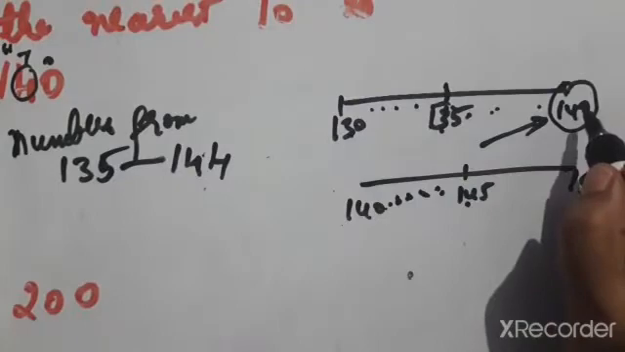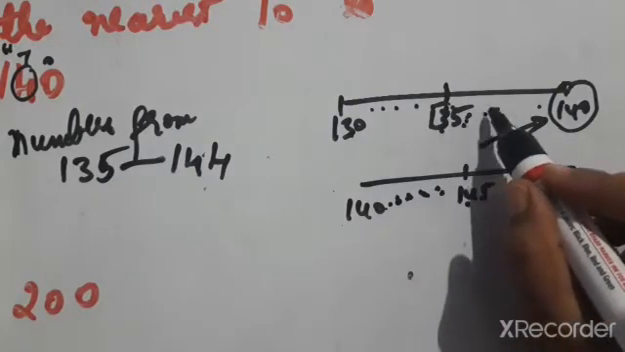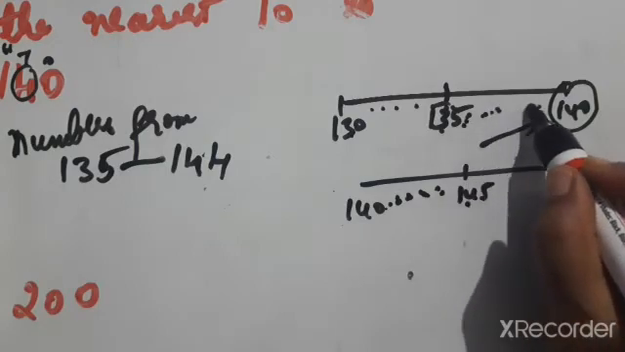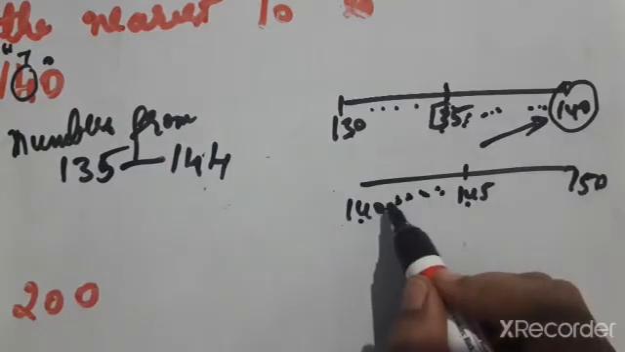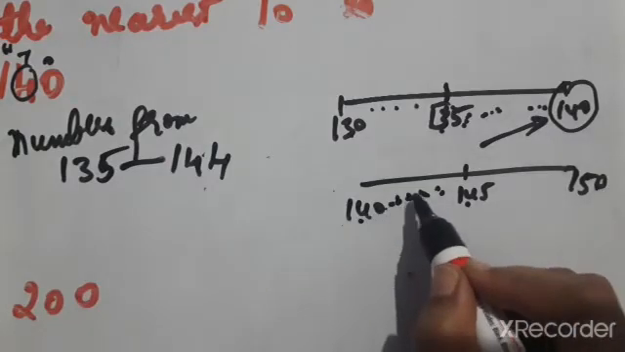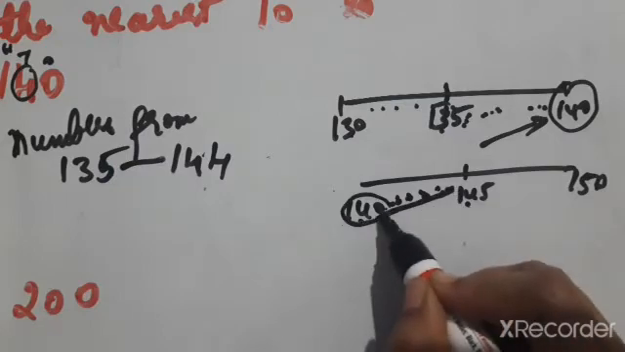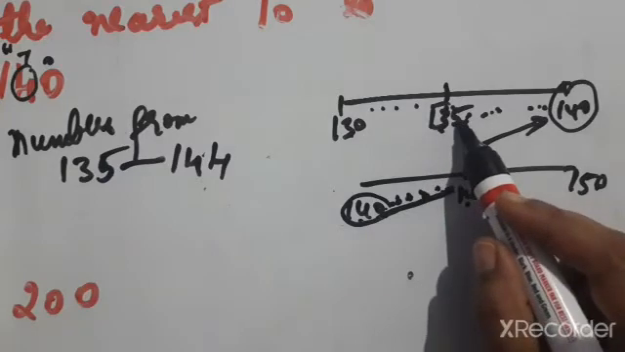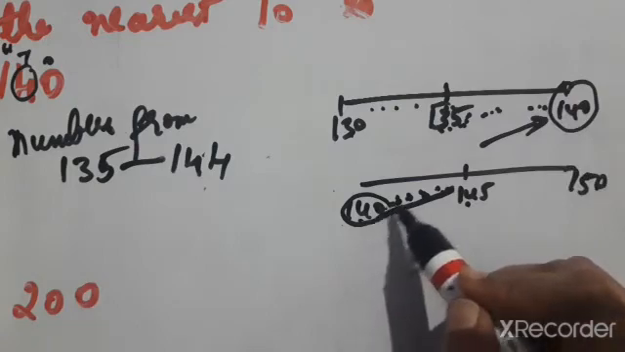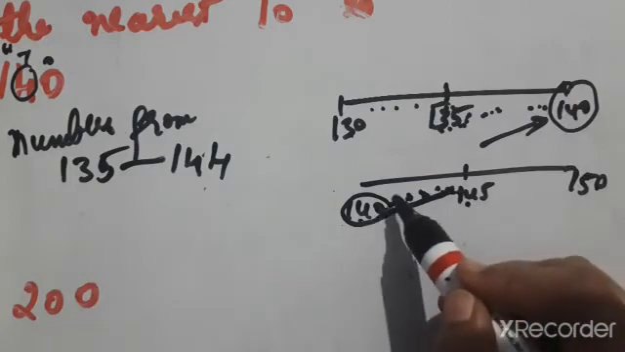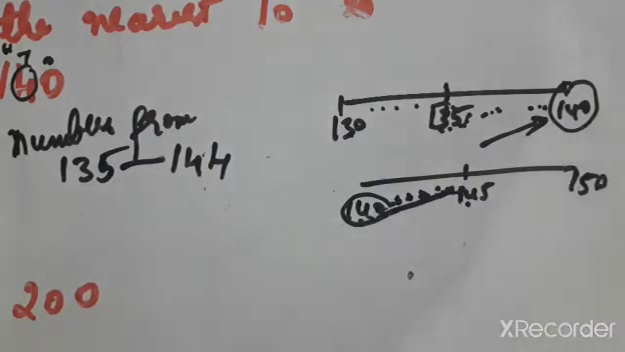From 130 to 140 means exact 135 we can round, 35 and greater than 5, 36, 37, 38, 39 rounded to 140, and numbers from 140 to 150 means 140, 41, 42, 43, 44. So these numbers also rounded to 140, and here 135 and above is rounded to 140, and below 145 means 141, 42, 43, 44 is rounded to 140.